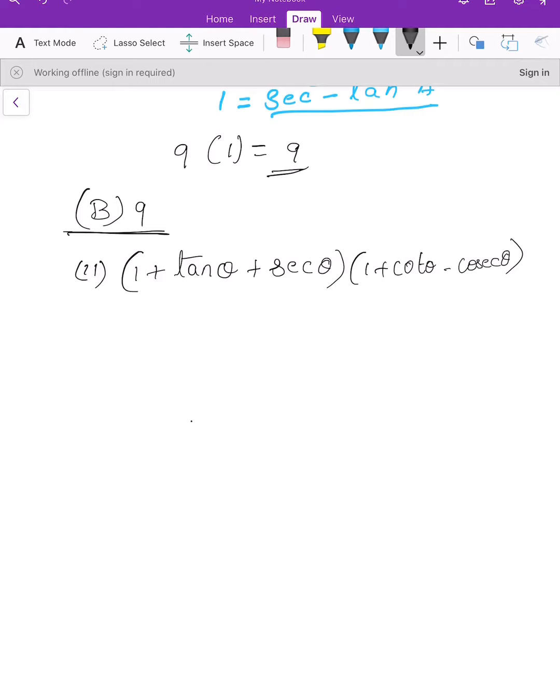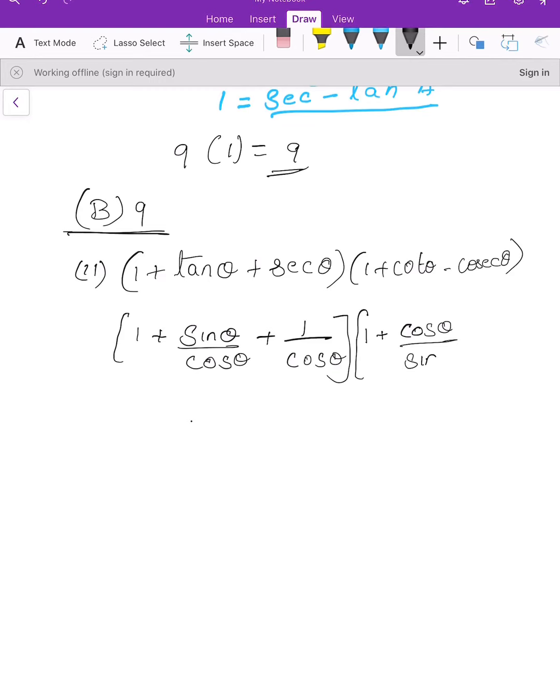Now I'll change everything in terms of sine and cos. What is tan theta? Tan theta is nothing but sine theta by cos theta. Secant theta is 1 by cos theta. Cot theta is cos theta by sin theta. Cosecant theta is 1 by sin theta. I have not done anything, I am just writing everything in terms of sine and cos.